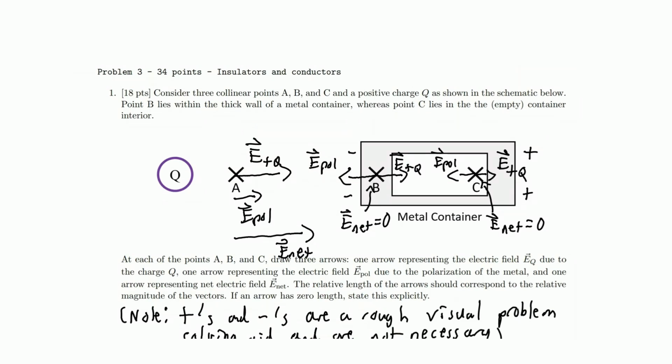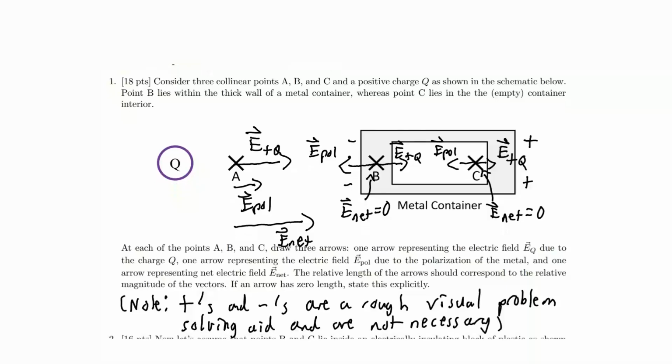So for problem 3 of test 1, we're considering 3 collinear points A, B, and C and a positive charge Q as shown in the diagram below. And point B lies within the thick wall of the metal container, whereas point C lies in the empty container in the interior. So what can we show so far that we know about this problem?